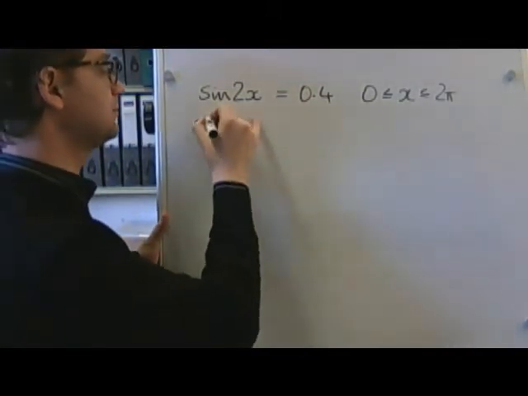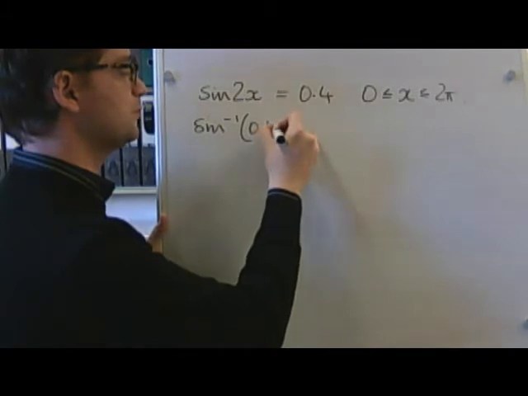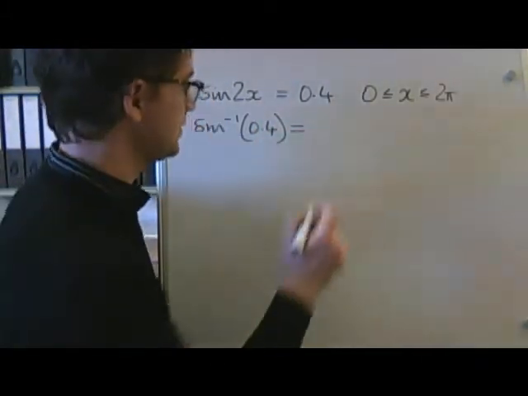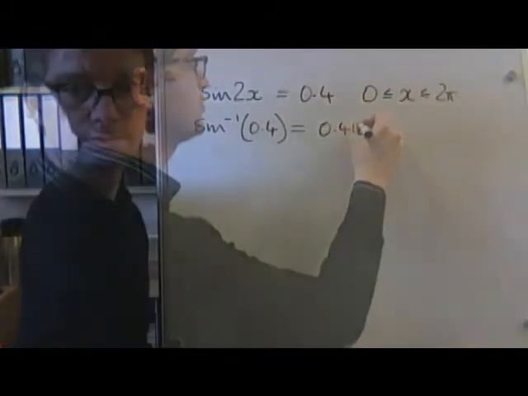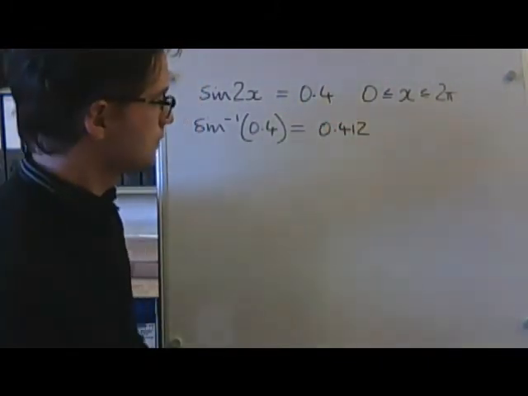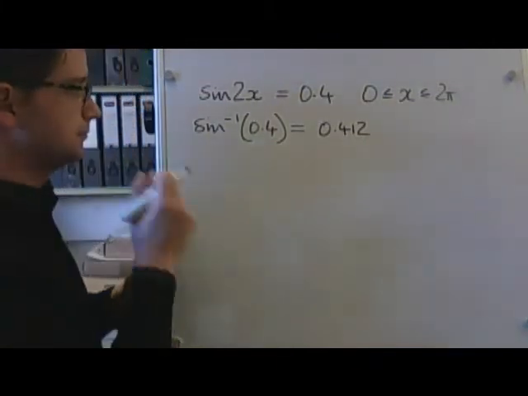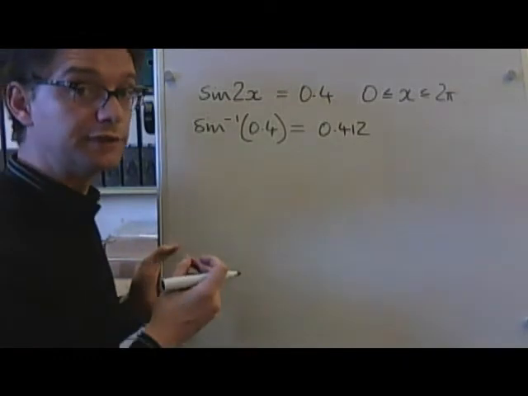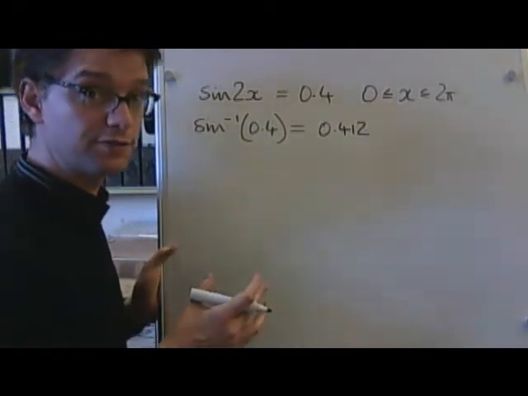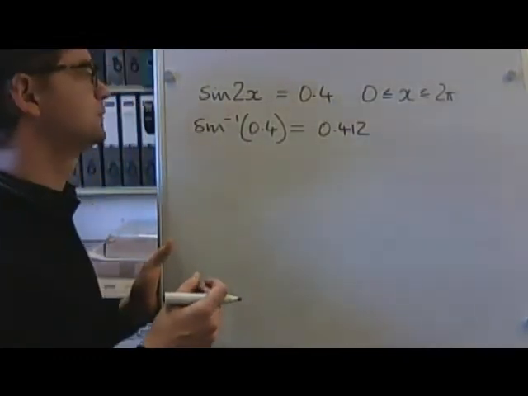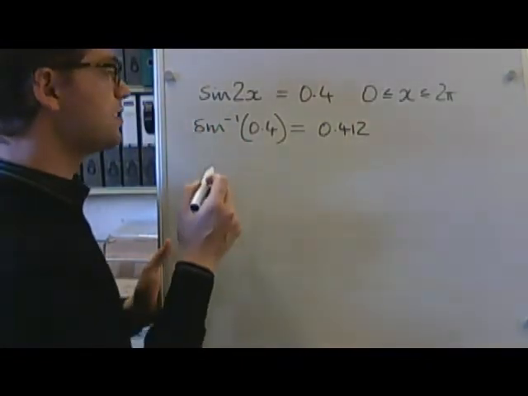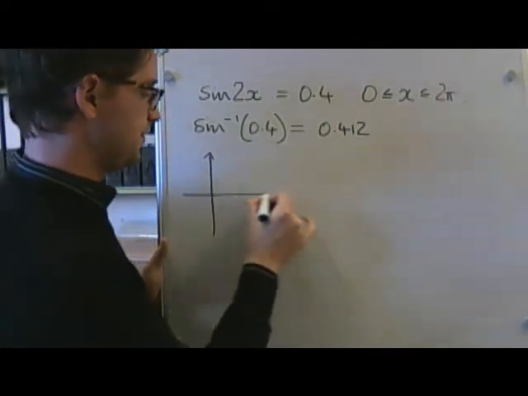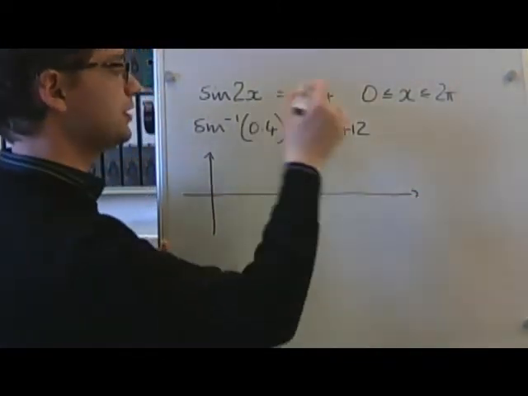I'm going to start by taking the inverse sine of 0.4. And I think my calculator earlier told me that was 0.412. And what do I do now? What I do now is I don't do anything different to what I did before. I still start with the ordinary sine curve, even though this question is about sine 2x.